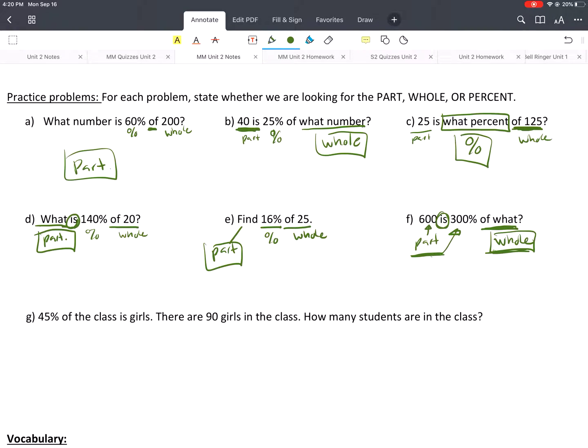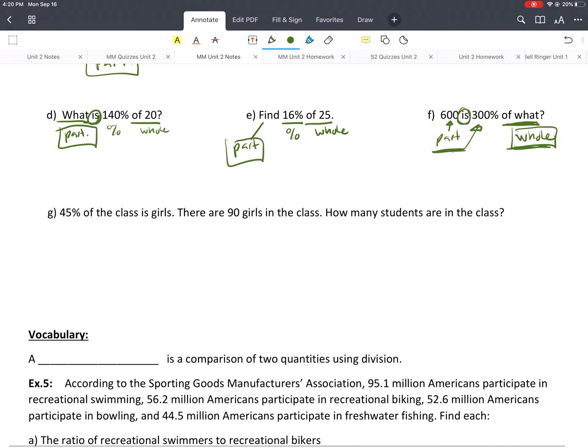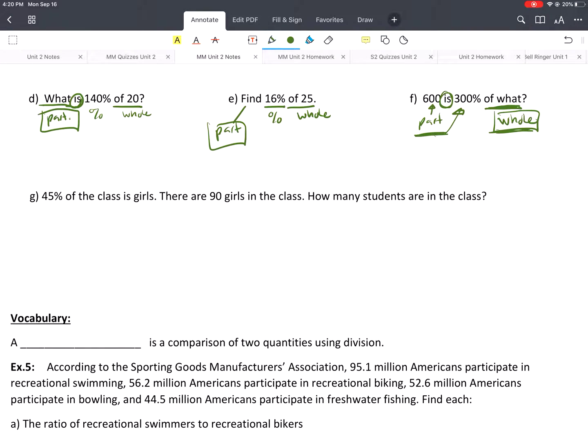Okay, all right, and then the last one, 45% of the class is girls. There are 90 girls in the class. How many students are in the class? Okay, so we have the percentage, and we have part of the class. This would be part. We want to find the whole, so the whole students. Okay, so that's what we're looking for.